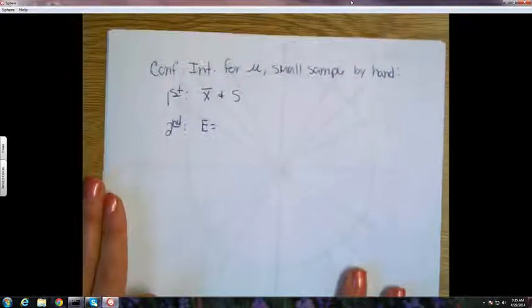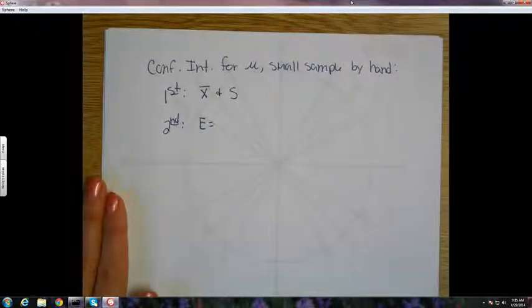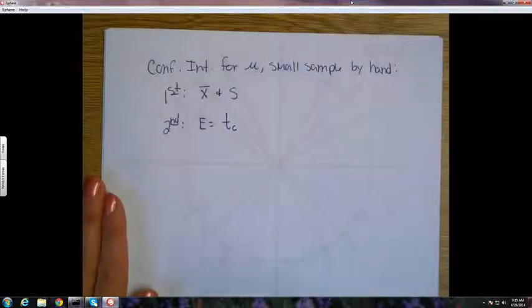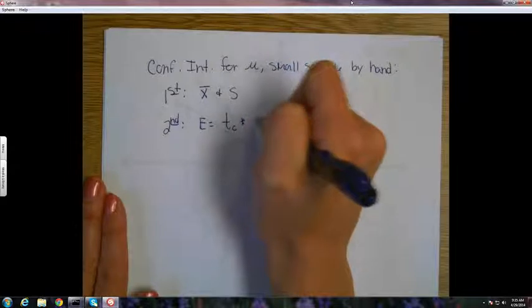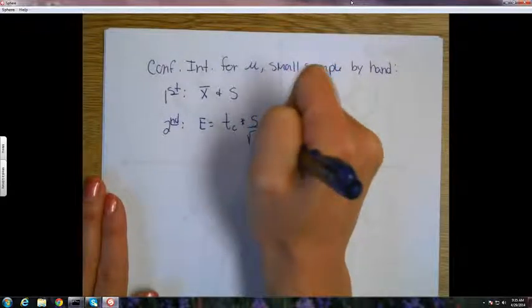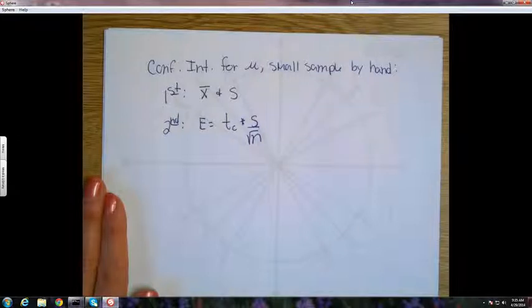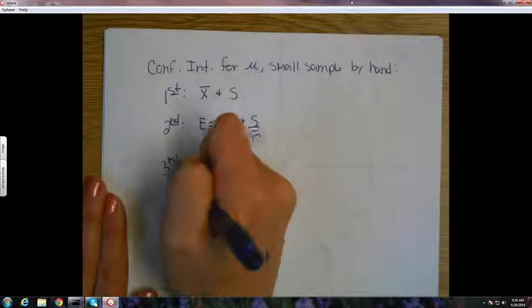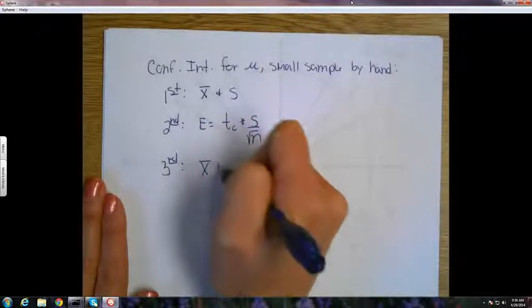Okay, so steps by hand. First step's the same. You've got to identify your mean and your standard deviation. They have to give you that, or you run one-var stats. Okay, max error. The only thing that changes, well, think about the other formula. What was the other formula? Z-score. So what do you think we're going to have? T-score, which we just found out how to do, times S over square root of n. So that's the only change, is to change the Z to a T, and everything else is the same. And then your interval will be your mean plus and minus your error.